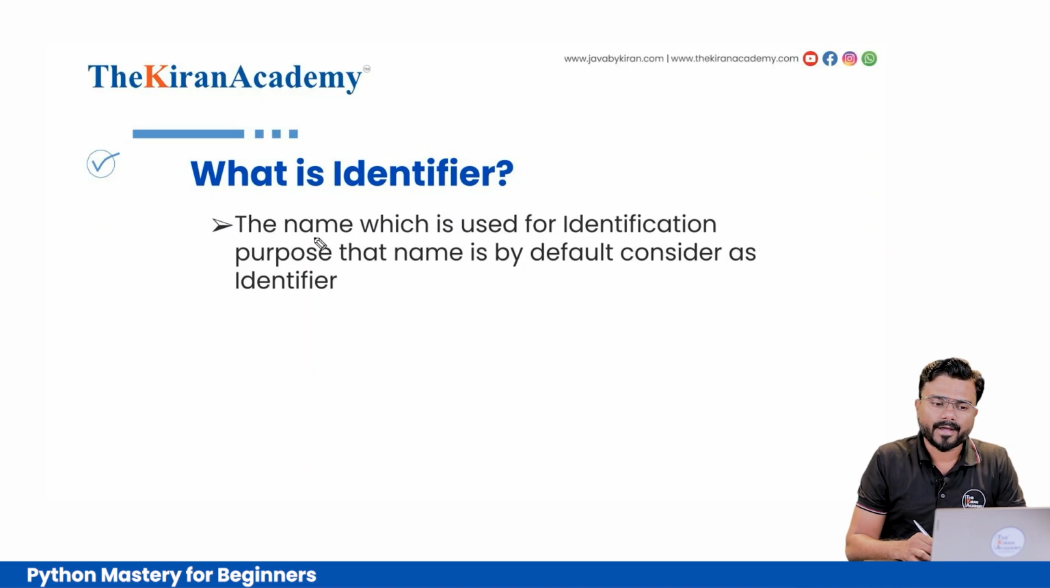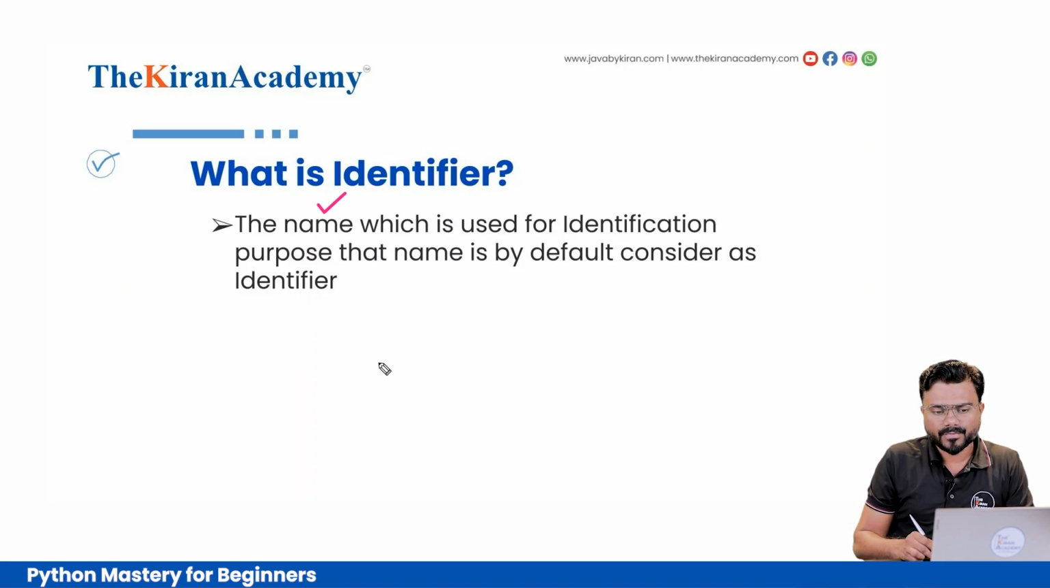Basically, an identifier is a name which is used for identification purpose. That name is by default considered an identifier. Let me tell you guys, the name that is given to us, that is used for identification purpose, so our name is also called an identifier. So let's begin with the identifier. What kind of name, and where can we use that name?